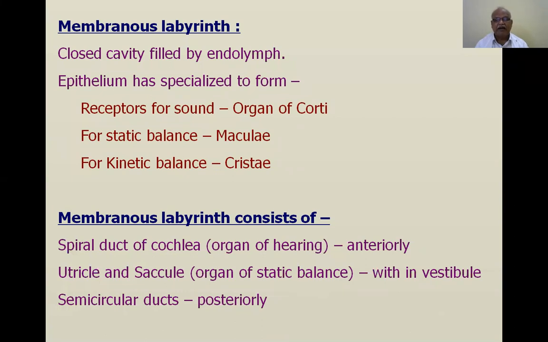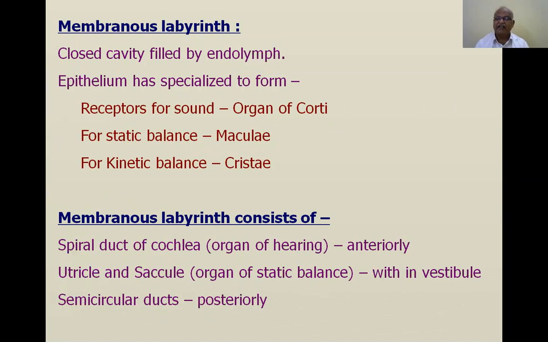balance. So the membranous labyrinth consists of the spiral duct of the cochlea anteriorly, the utricle and saccule, organs of static balance within the vestibule, and the semicircular ducts posteriorly. Because the bony labyrinth itself consists of the cochlea anteriorly, the vestibule centrally, and the semicircular canals posteriorly. Within the bony labyrinth, the membranous labyrinth is there. So within the cochlea, the spiral duct of the cochlea is present.